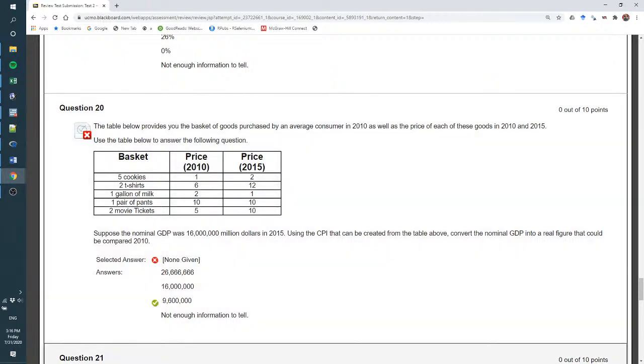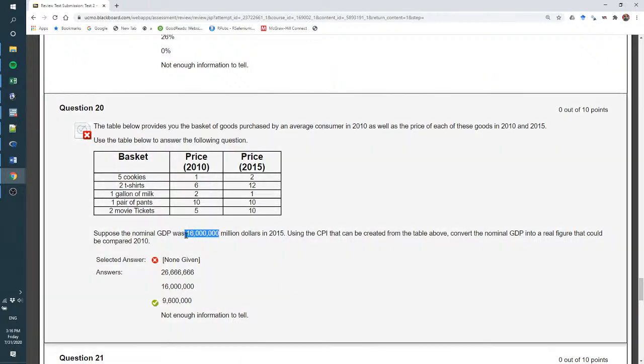All right. Suppose nominal GDP was $16 million in 2015, and that is redundant. I shouldn't have put that there. I should just put 16. That's a typo. All right. 16 million. Ugh, I hate it when I do that. In 2015, using the CPI that can be created from the table above, convert the nominal GDP figure into a real figure that can be compared to 2010.